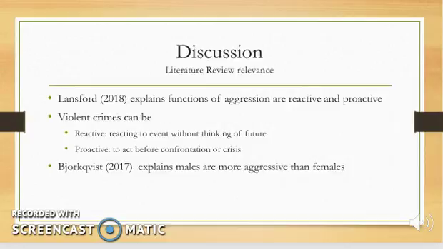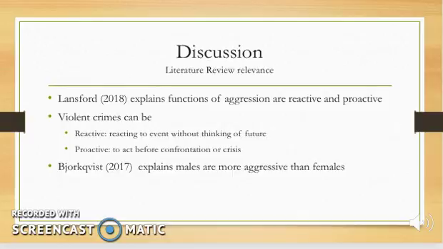When looking at the literature, I was able to come up with some relevance to it based on the data that I collected and reviewed. So Lansford, in her 2018 study of aggression, said that aggression functions are reactive and proactive. So violent crimes can be both. It can be one or the other.